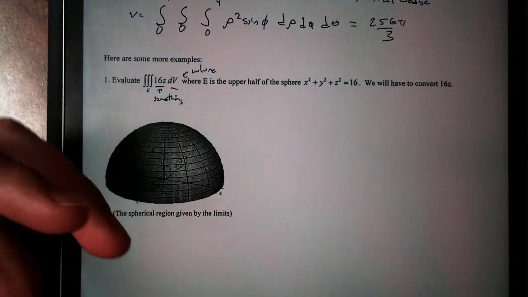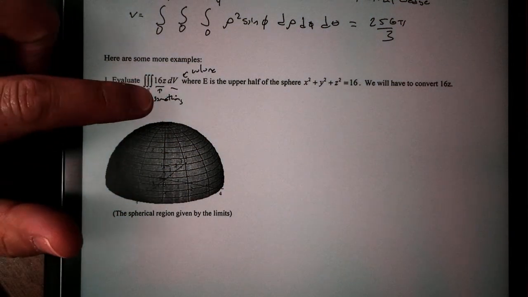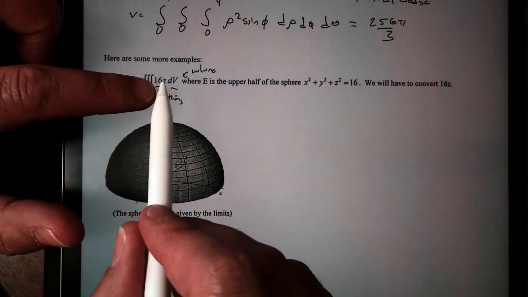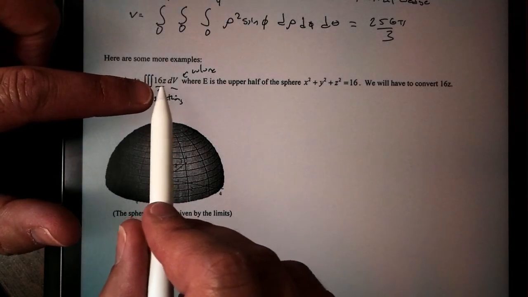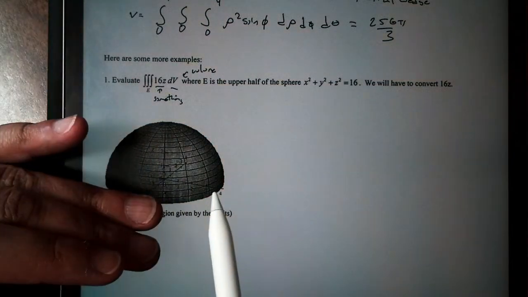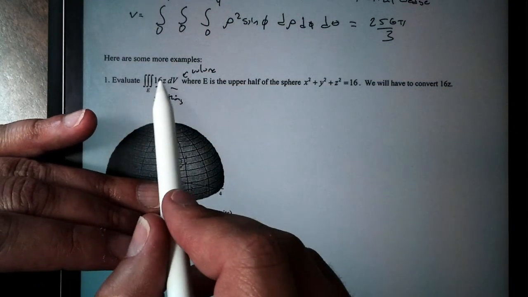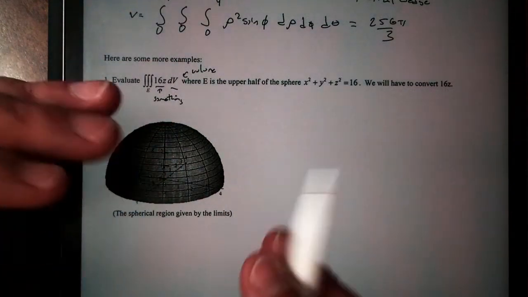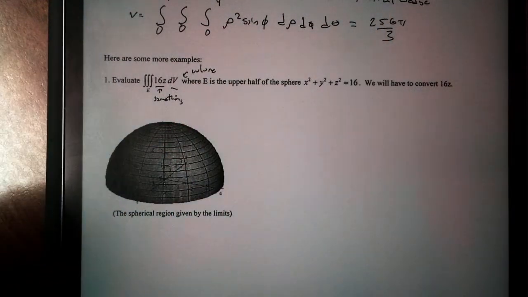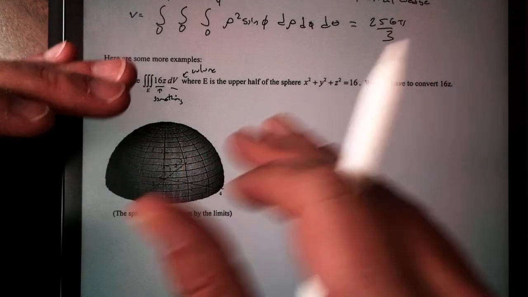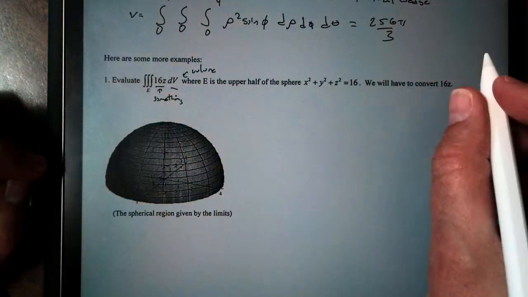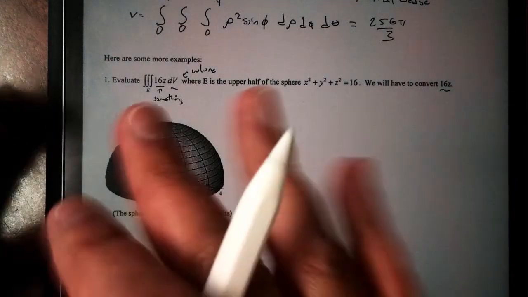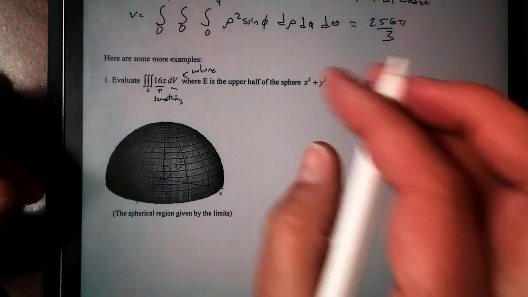Now, if we imagine this as more of a physics problem, this something else could be the density of the object. And the density of the object depends on the height of our sphere. So at 0, the density would be 0, and as we go up, the density, of course, increases. So this would give us then the mass of our upper half of the sphere right here. Now we are going to have to convert the 16z right here. So let's go ahead and just set up our volume.